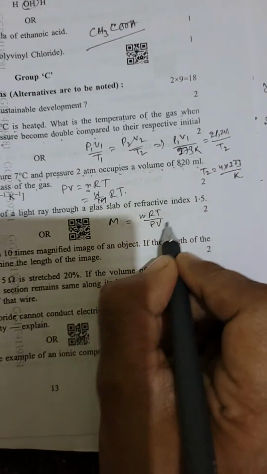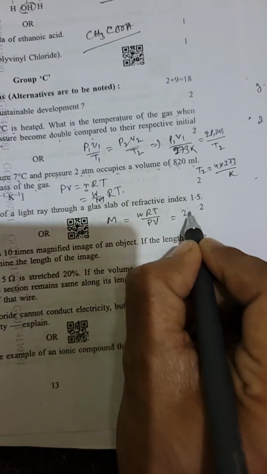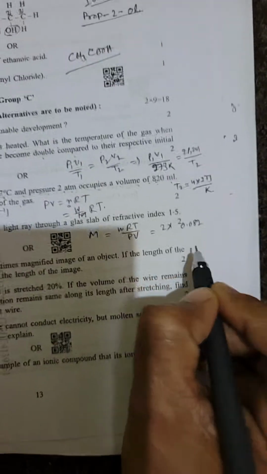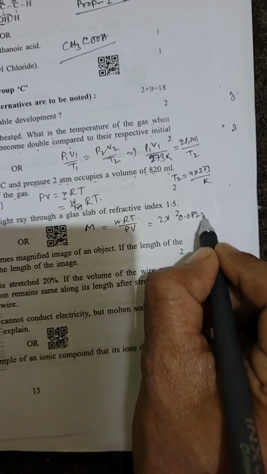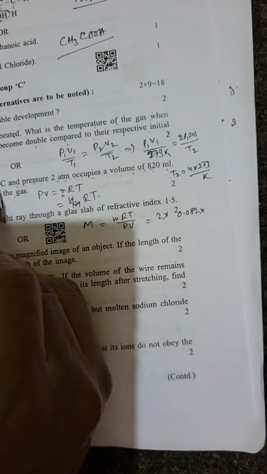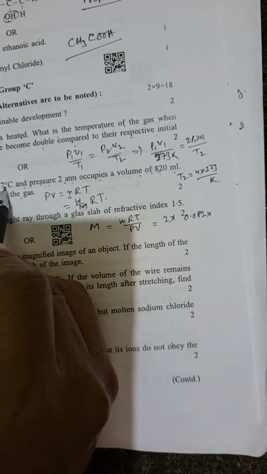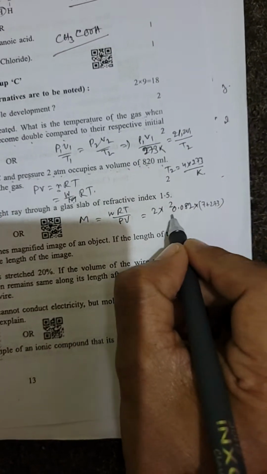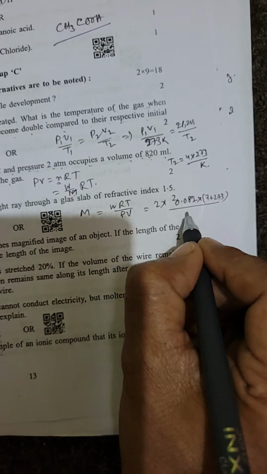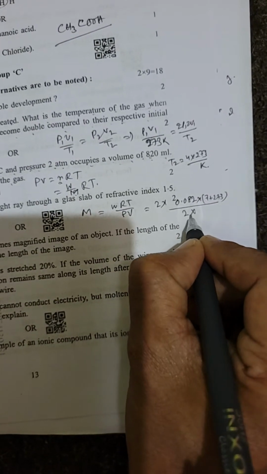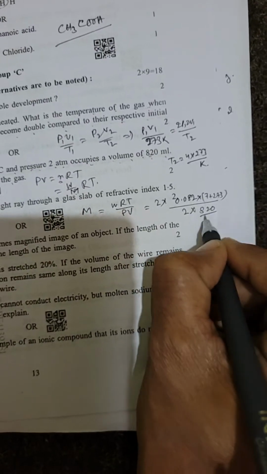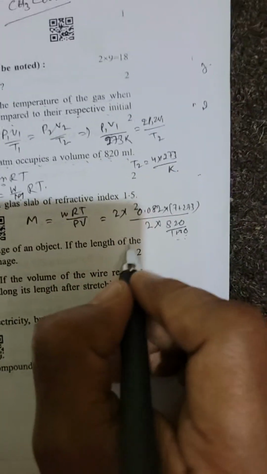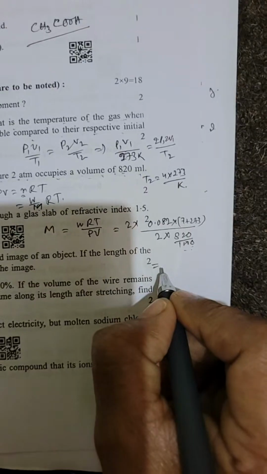So substitute these values. R is 0.082, and T, temperature 7 degrees, is 7 plus 273 Kelvin, divided by P times V. Pressure is 2 atmosphere and volume is 820 by 1000, you have to convert it into liter. So after solution we get this.